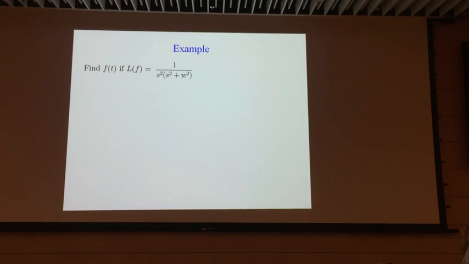Okay, let's say I want to find f(t), given its Laplace transform as 1 over s squared times s squared plus w squared. This is the form. Oh, I see. I may have omitted a slide.